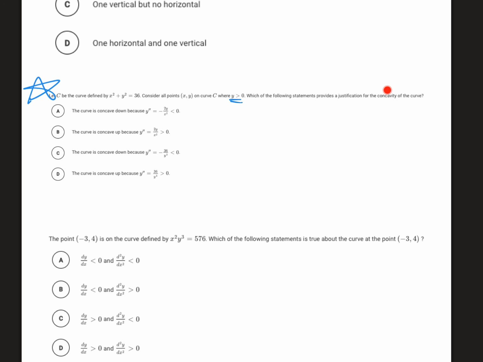Concavity. Ooh, what tells me about concavity? Up or down? Second derivative. So I already know right now I gotta find the derivative twice. Some of you might be like, ugh, yes, we gotta do it twice. Let's do it. So first derivative, relatively easy. x squared becomes 2x. y squared becomes dy dx times 2y equals 36. Let's go ahead and, oh, sorry, 0. That should be 0. Let me erase that.